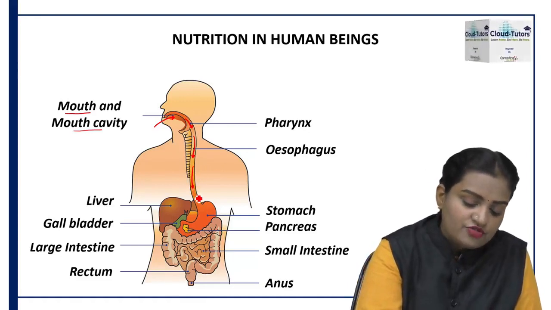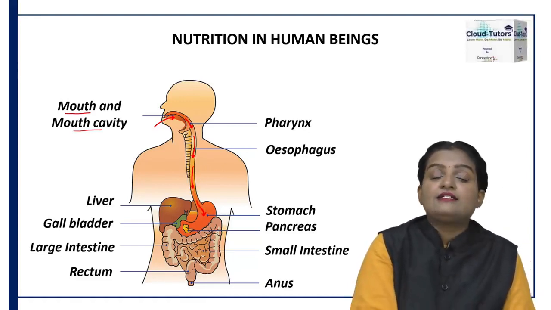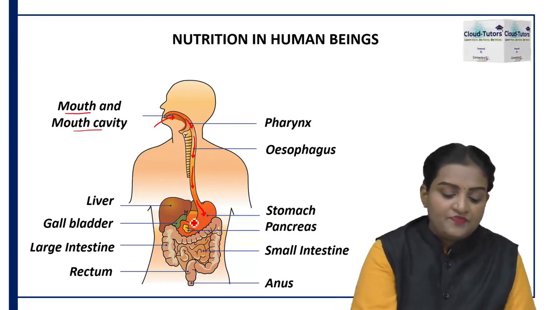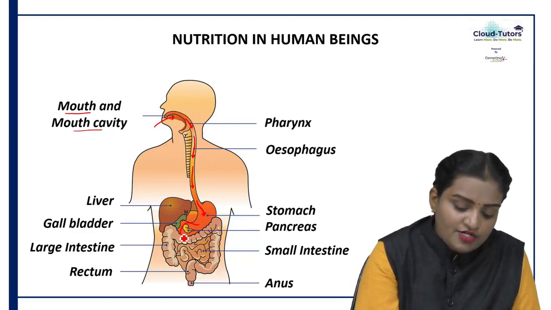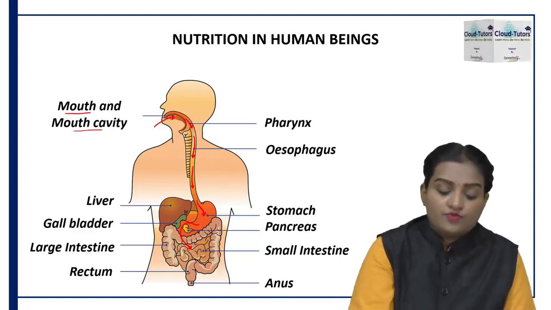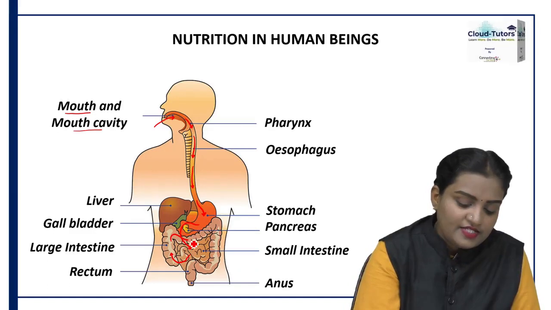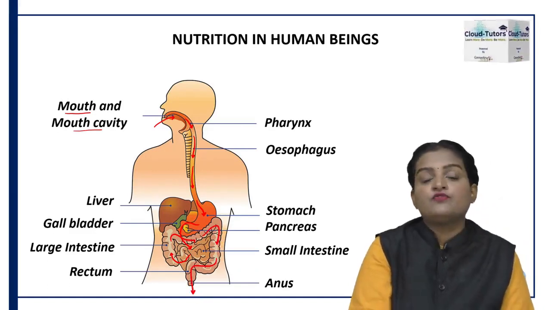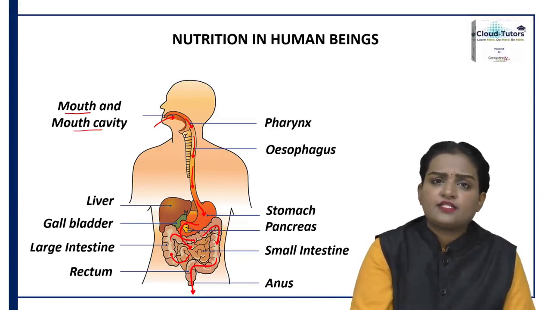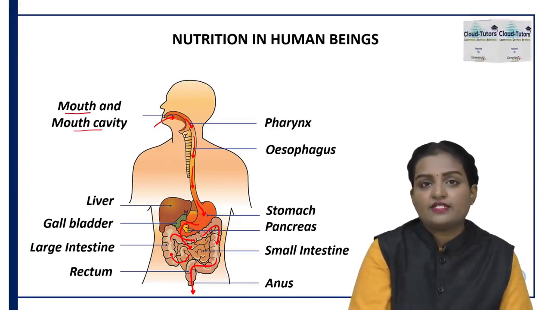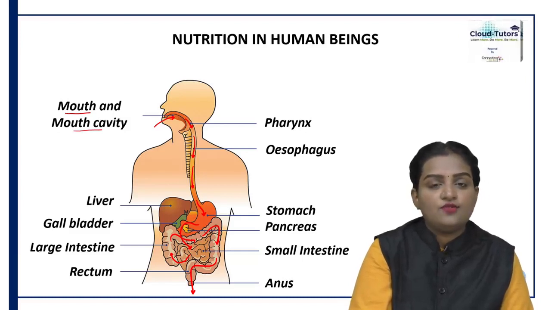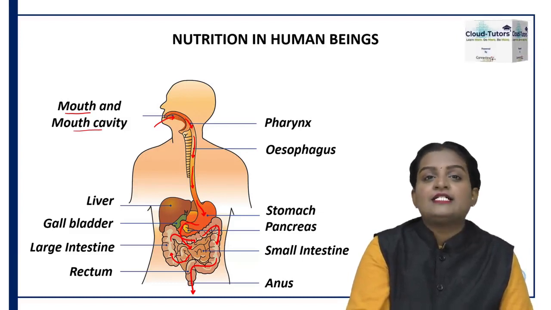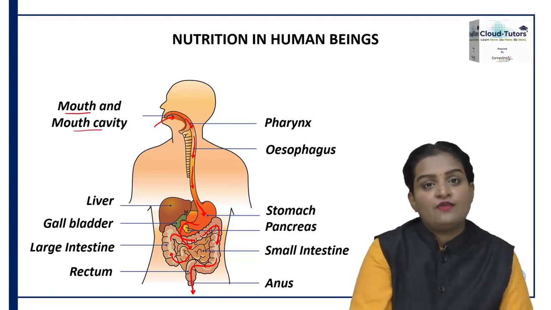From there the food goes to the stomach and stays there for around 3 to 5 hours where digestion occurs, and then it moves on to the small intestine, and from the small intestine it comes to the large intestine, and finally the undigested food will be thrown out through the anus. The undigested food will be stored temporarily in the rectum, and finally ejected through the anus. Here we have certain accessory structures or digestive glands which help in digestion.